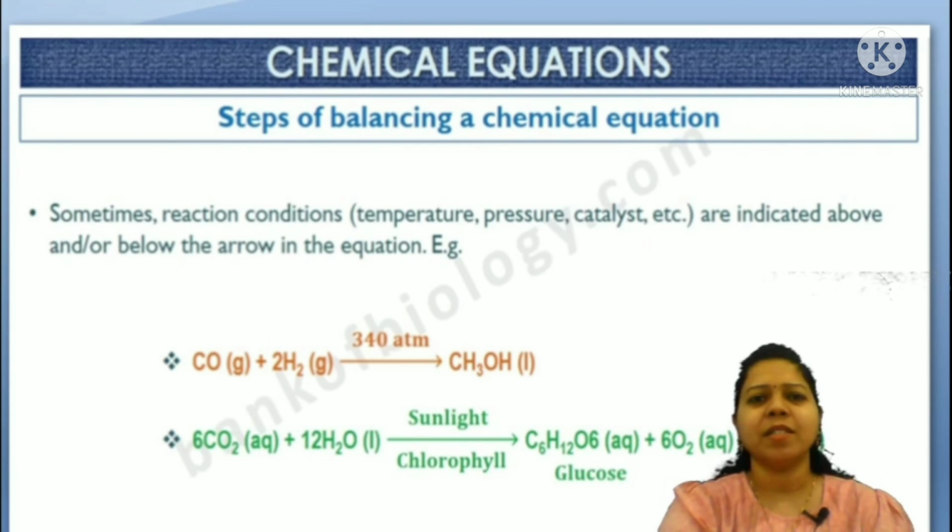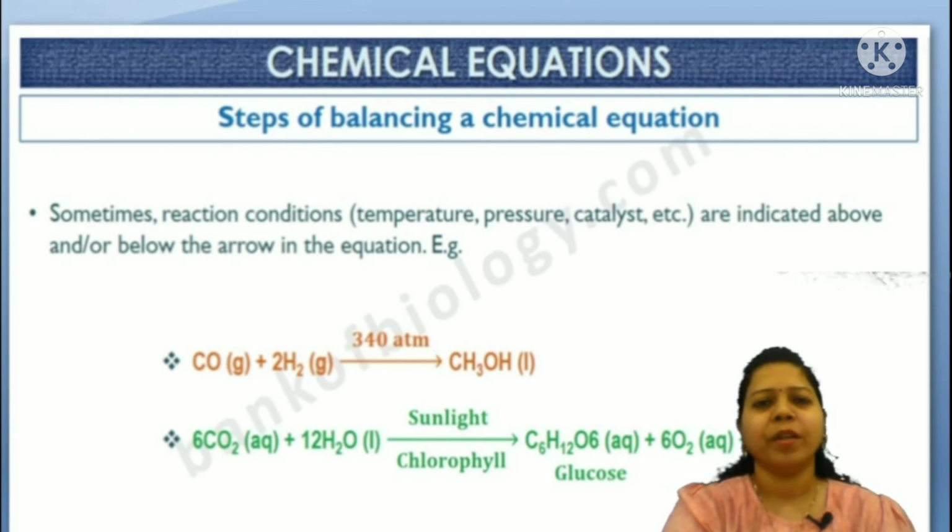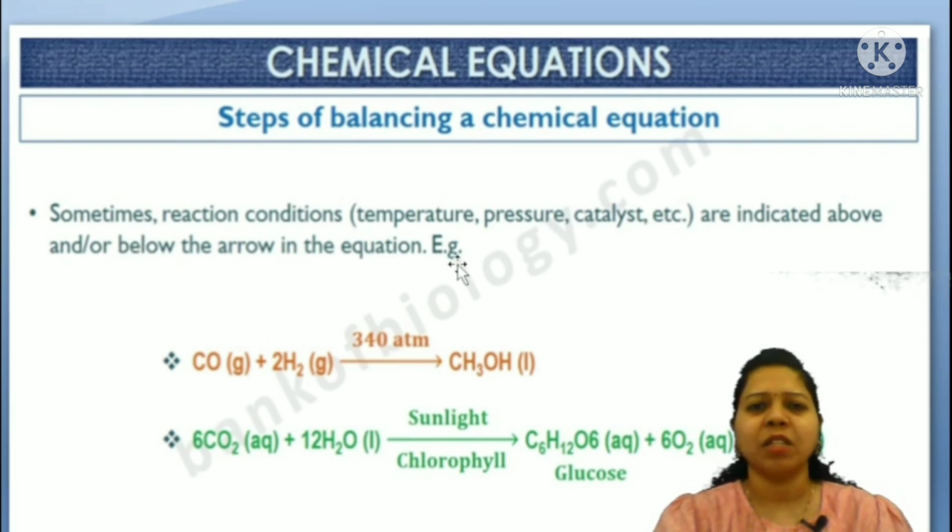Sometimes some conditions are required to complete the chemical reaction, and to represent those conditions, we are writing those conditions along the arrow in a chemical equation. How to write that, where to write that, we'll see. Sometimes reaction conditions, that is temperature, pressure, catalyst, are indicated above and or below the arrow in the equation. How much temperature, how much pressure, how much catalyst or which catalyst we are using for the chemical reaction, that we are writing along the arrow.